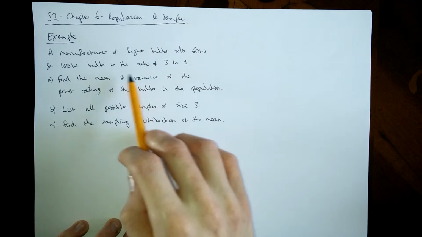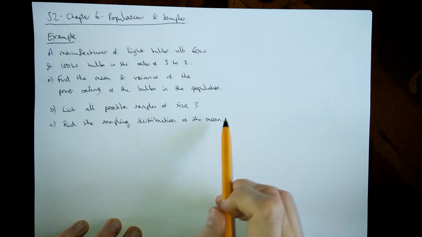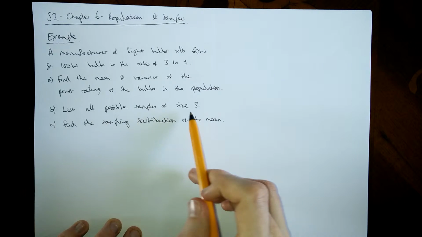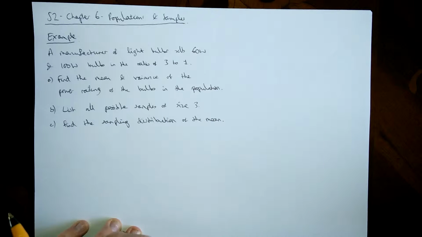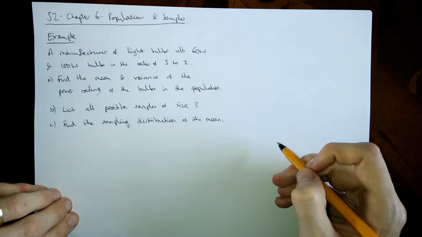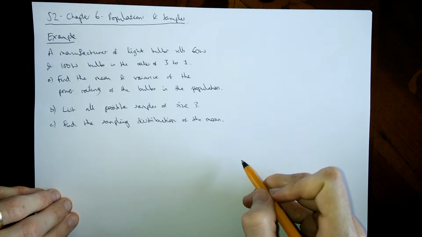So here we're talking about the population parameters, the mean and variance of the population, whereas here we're talking about a statistic, the mean of the samples. So the sampling distribution is always about the way that the statistic is distributed. So we'll get to these ones in due course. Let's do part A first.